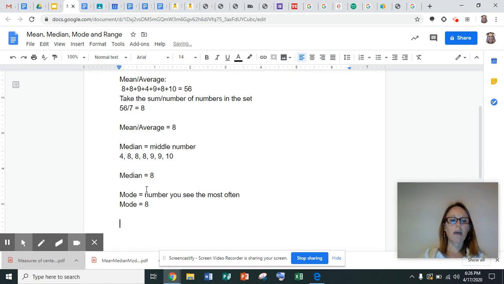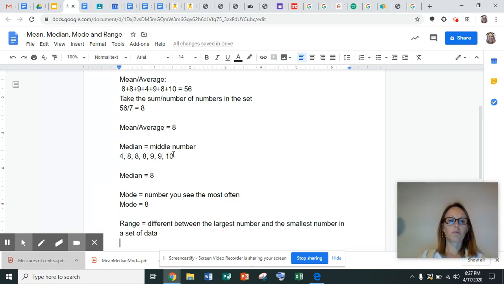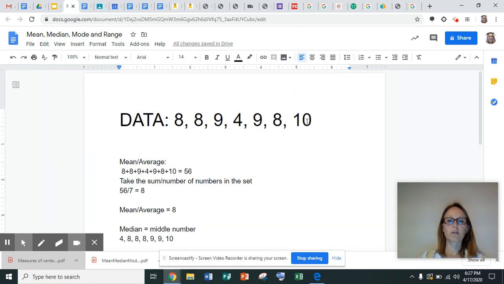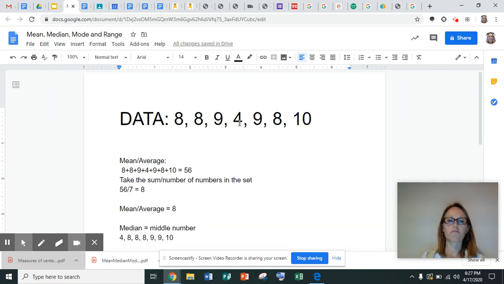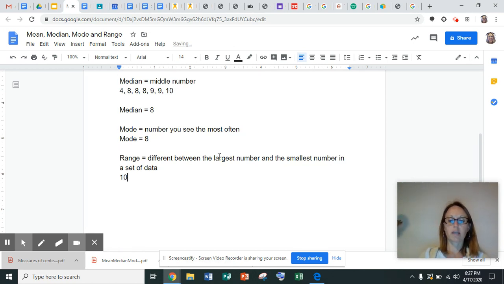Okay. And then the range is the difference between the largest number and the smallest number in a set of data. Okay, so the range, when you look at our data up here, our biggest number is 10 and our smallest number is 4. So we would take 10 minus 4, which would equal 6. So our range is 6.